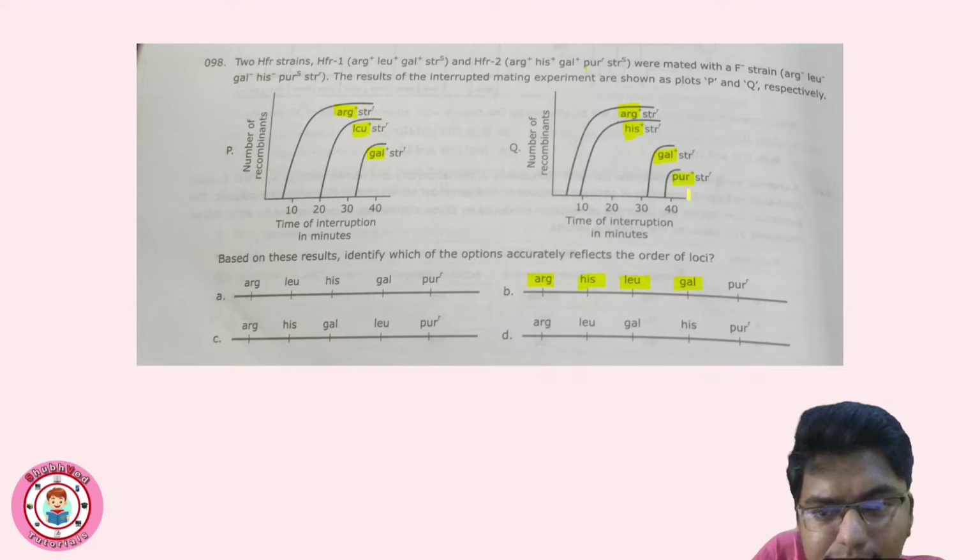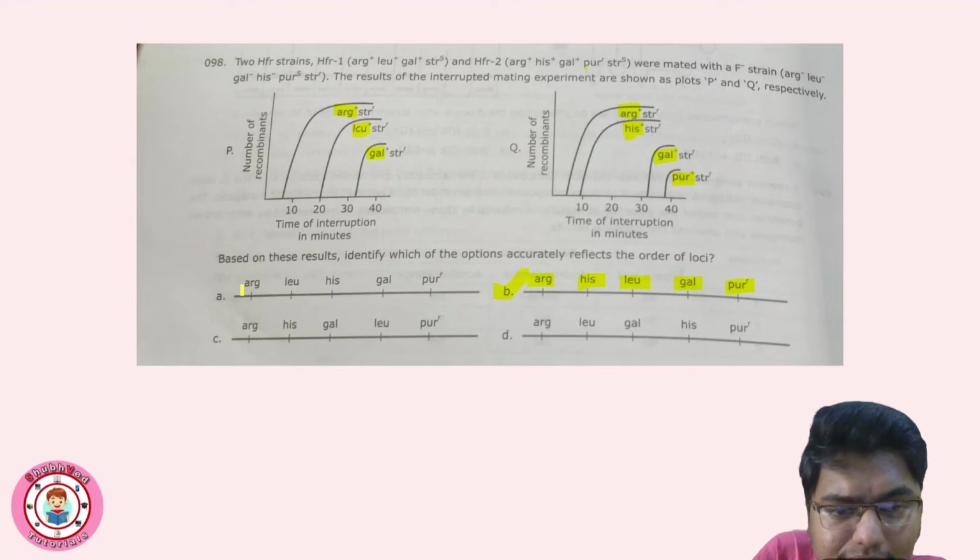And the fifth one will be puromycin. So this is the order. Like this we can find. These are very easy questions actually. See, here it is arginine. First arginine is everywhere. But next here, leucine. How leucine? After arginine, there will be histidine. See, this is directly at 20 minutes. Before that, it is histidine.